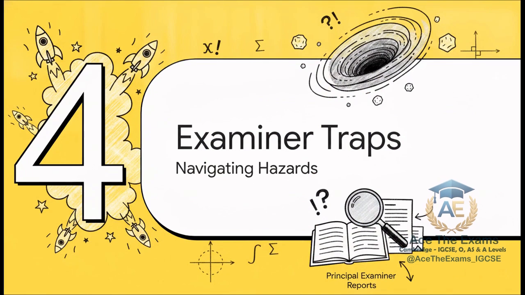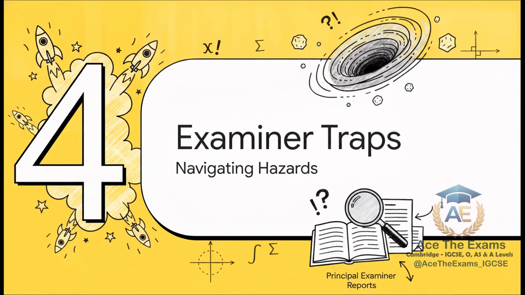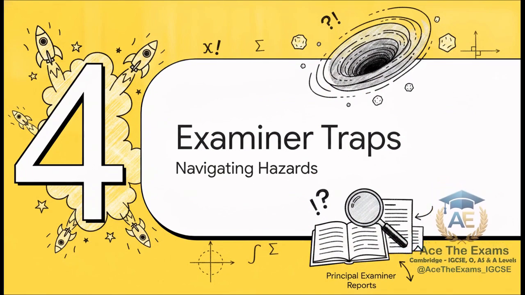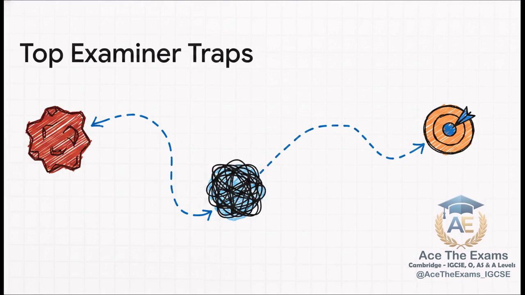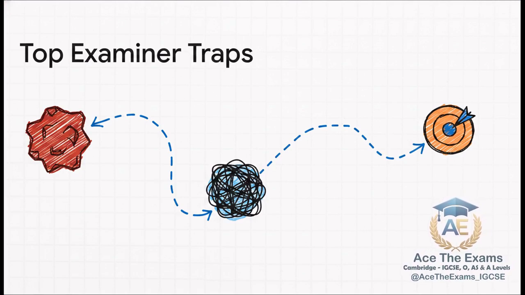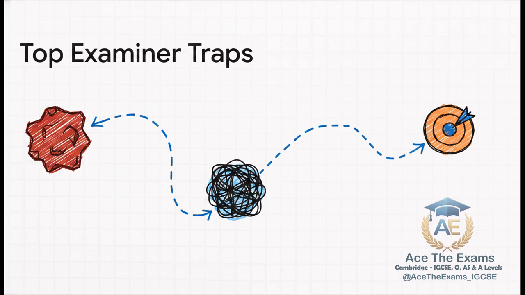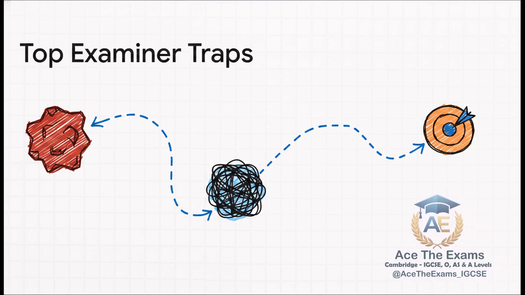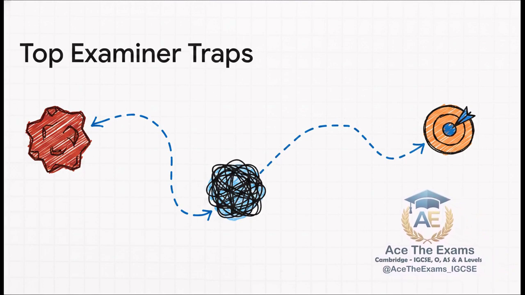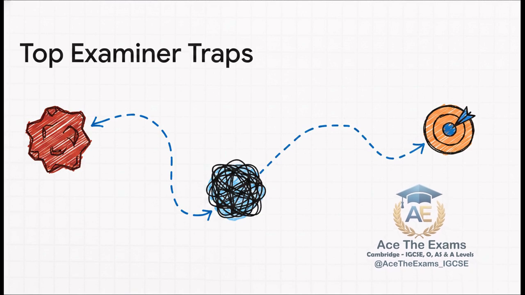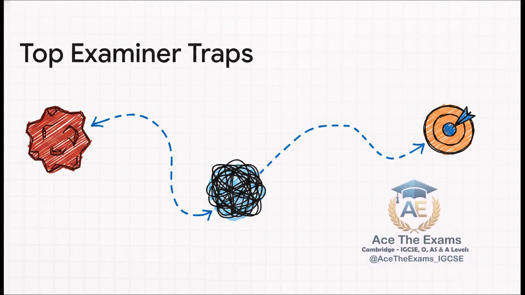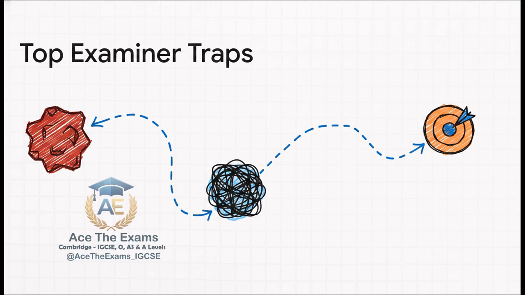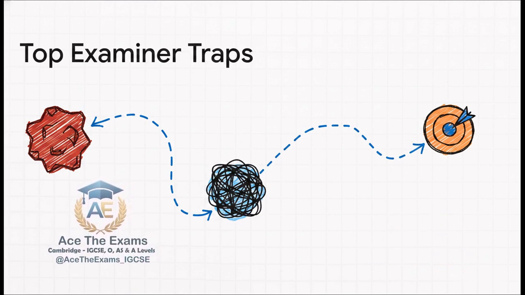We are now entering phase 4, navigating examiner traps. Pay close attention. Deep space is full of hidden hazards, and the exam paper is no different. These are the black holes that derail thousands of candidates every single year. And we know exactly what they are because we have the ultimate intelligence briefing, the principal examiner reports. We read them so you don't have to. Here are the top 3 mission-critical mistakes students make.